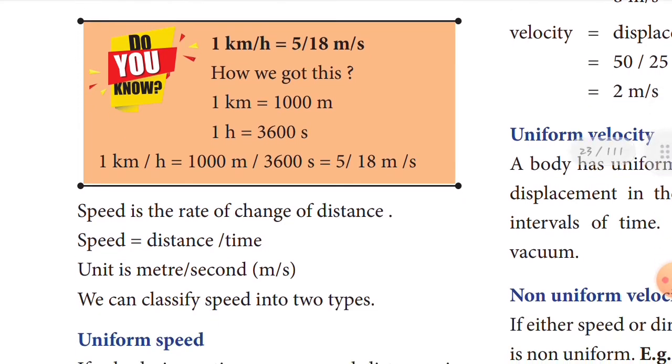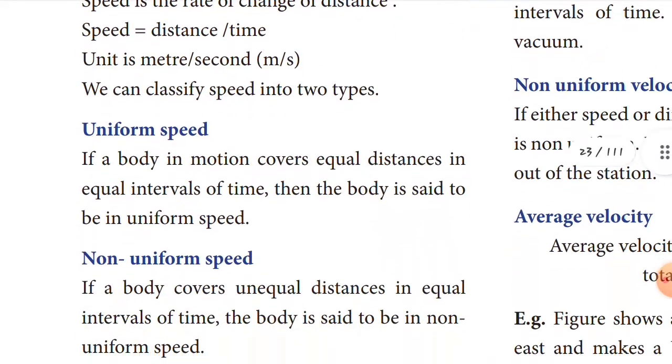Do you know 1 kilometer per hour is equal to 5 by 18 meter by second? How did we get this? 1 kilometer is equal to 1000 meter. 1 hour is equal to how many seconds? 3600 seconds. So 1 kilometer by hour is 1000 by 3600, which is 5 by 18. This is clear to you, children? This is a very important question. 1 kilometer per hour is equal to 5 by 18 meter by second. Sometimes it is asked as a 1-mark question also.